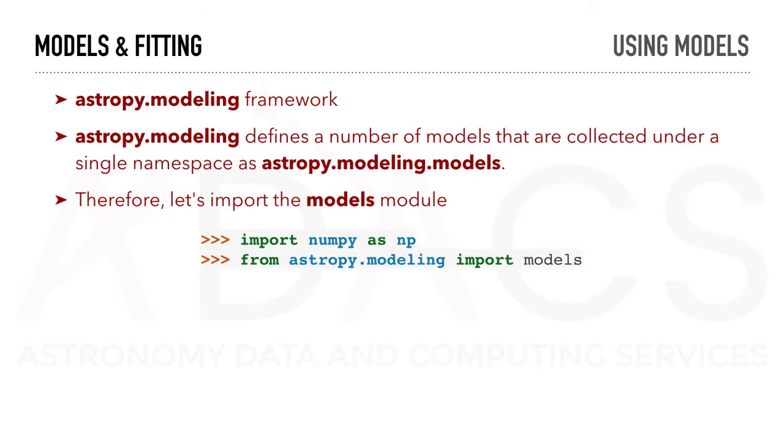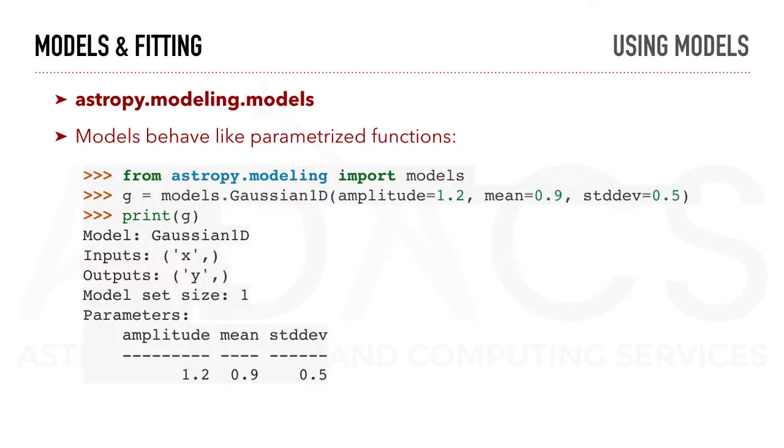It defines a number of models that are collected under a single namespace as astropy.modeling.models. So for an example, let's import the models module. This can be done using from astropy.modeling import models. Models behave like parametrized functions.